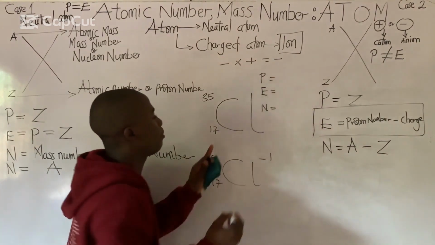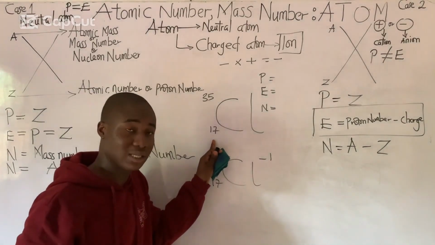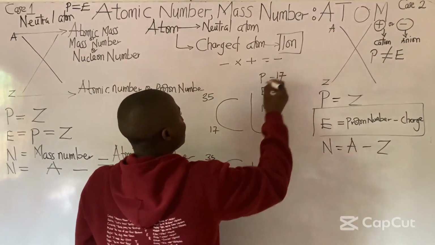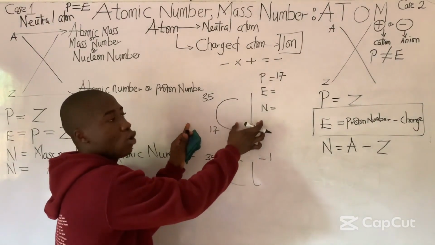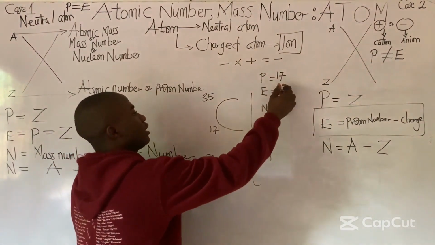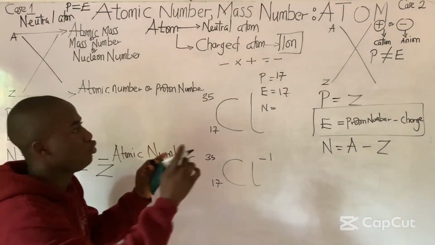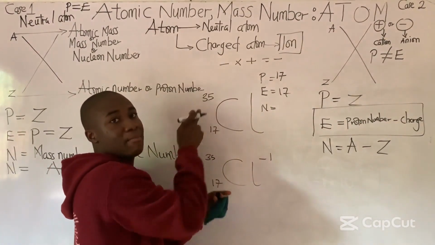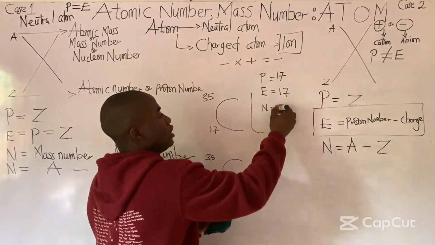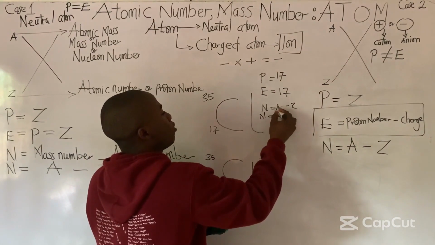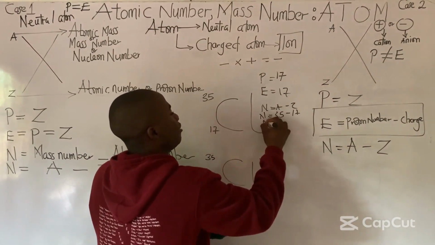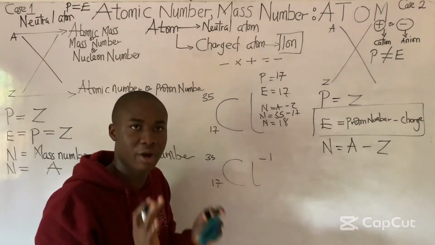Let's solve for this PEN. What becomes our proton number? Proton number is always the value down, which is 17. Since it's a neutral atom, proton number equals electron number, as earlier said. Neutron number is solved by saying A minus Z. Neutron becomes 35 minus 17. Neutron becomes 18. Very easy.